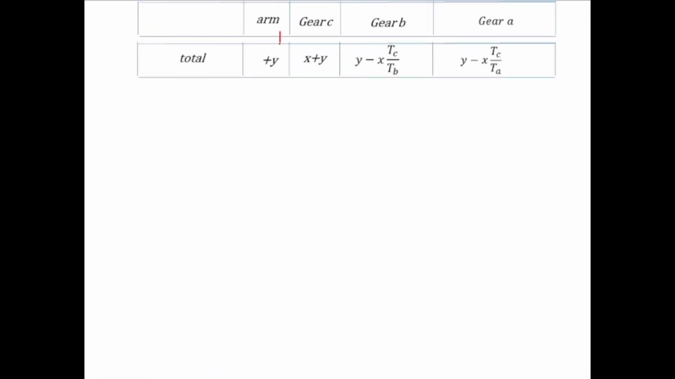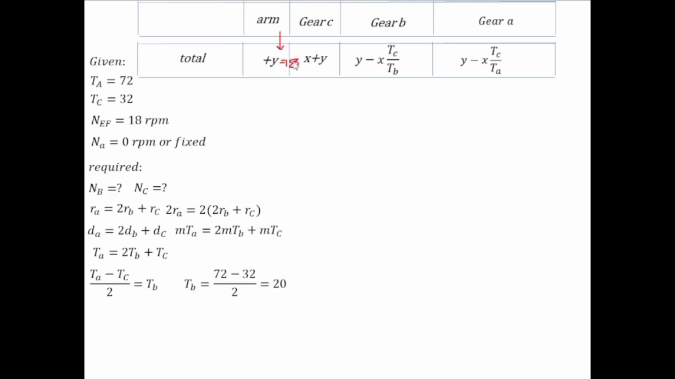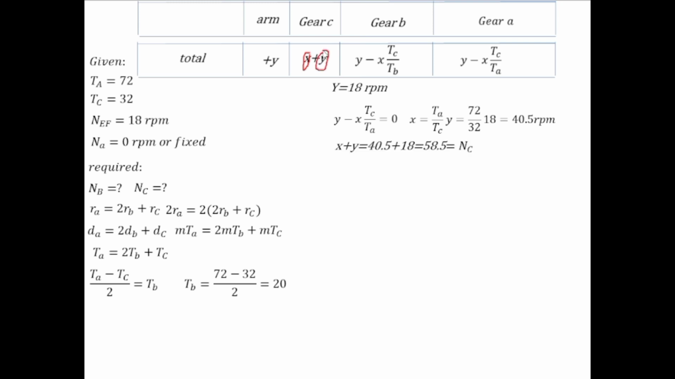So the speed of arm is plus y, as you know that arm is rotating with 18 rpm, so plus y will be equal to 18. This is some of the calculation and given data from the previous method that we solved. And as you know that the speed of gear A is equal to 0, so you will have to put 0 over here, and you know the value of this y, which is 18, and TC is 32, and this is 72. So putting these values and rearranging for x, it is going to give you x to be equal to 40.5 rpm. So put 40.5 over here and 18 over here, it is going to give you 58.5. It is speed of the gear C.